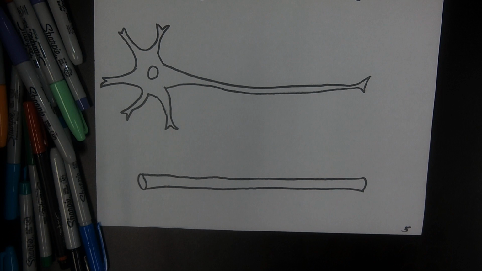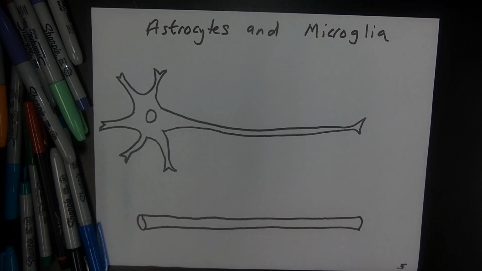Astrocytes and microglia. Now back to something completely different. I'll try and tie everything back together at the end, but we have to talk about glial cells now. We're going to come back and look at propagating action potential with myelin, and myelin is put on by some glial cells, as we're going to find out.